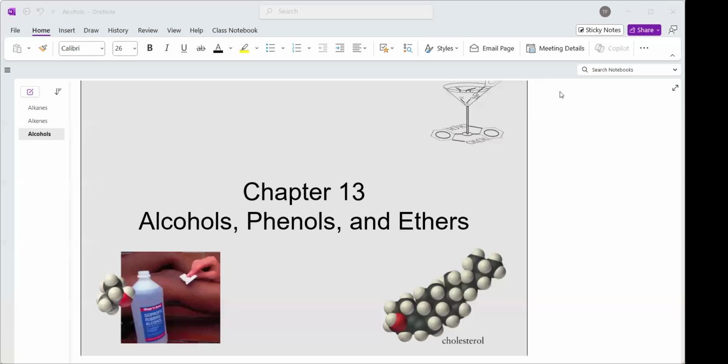Now, up until this point, we've been talking about alkanes and alkenes. Both of those are very, very non-polar, with very low intermolecular forces. We're going to find the alcohols, particularly, are the opposite. They have very strong intermolecular forces. They have hydrogen bonding. They have dipole-dipole interactions. They're very strong. Okay.